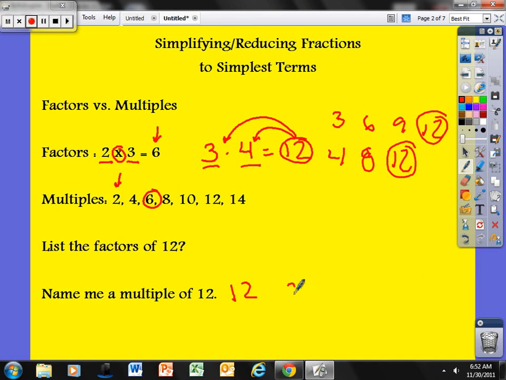The next one would be 24. The next one is 36. The next one is 48. The next one is 60. None of these are factors of 12. They are only multiples of 12. I cannot multiply 36 times anything and get 12. So that's why it's not a factor. I want you to think about listing the factors of 12.